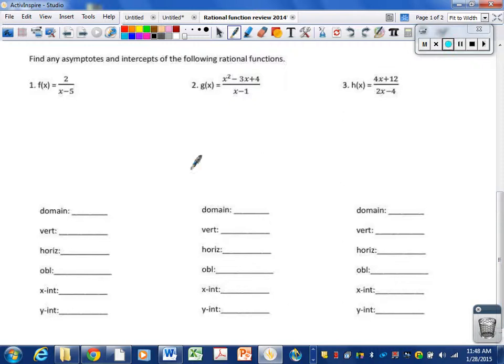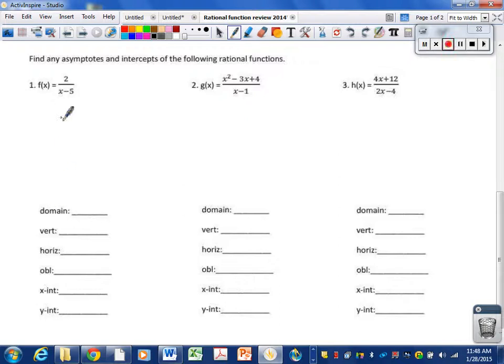So let's do all of these things for these three functions. Okay, this is all the stuff you would need to do to graph an equation. Okay, so here you have some room to work on your paper, so you should be working.